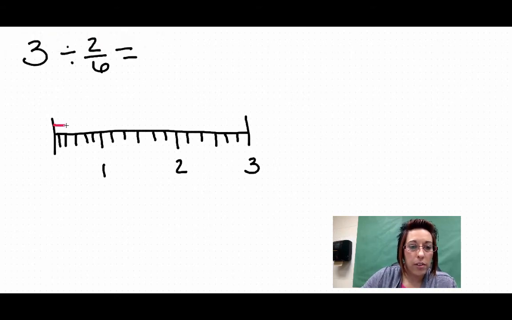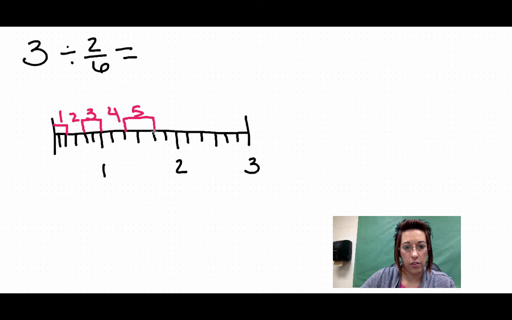So I need to make groups that are 2/6 long. So there's 1 group. 2 groups would go to here. So 1, 2, 3, 4. Do you see what I'm doing? Skipping one so it's easier to see. 5. This group of 2 would be 6. 7. This group of 2 would be 8. And then the last group of 2 would be 9.